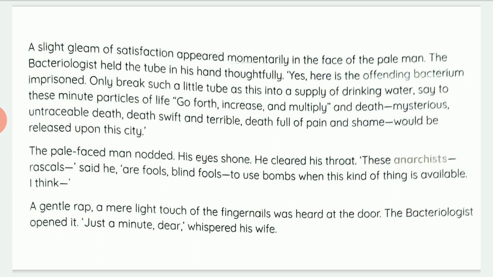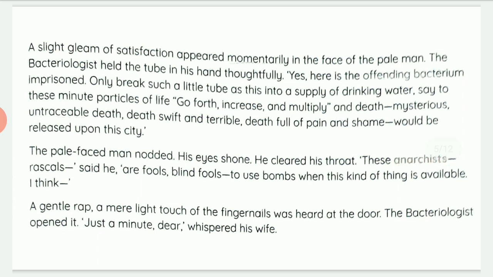So now he is imagining, saying to these tiny particles, come on, go ahead, you can now increase, multiply, and cause death and destruction. Of course these tiny particles would do so. So actually he is only describing the destruction potential of this germ if released into the supply of drinking water. He is trying to explain this to the visitor, but he was unaware that the visitor had come with that very intention.